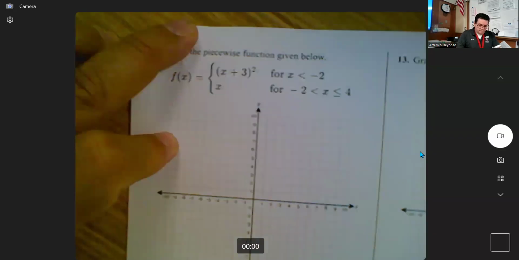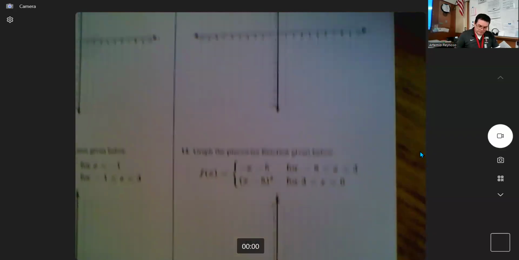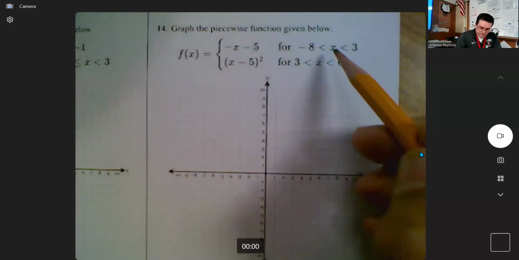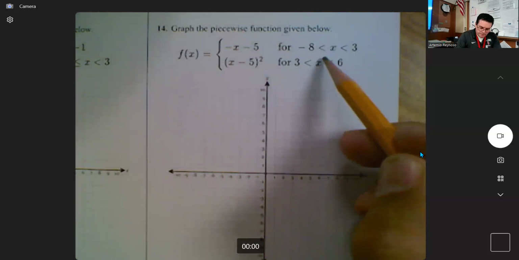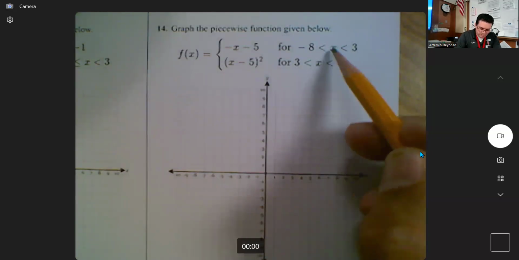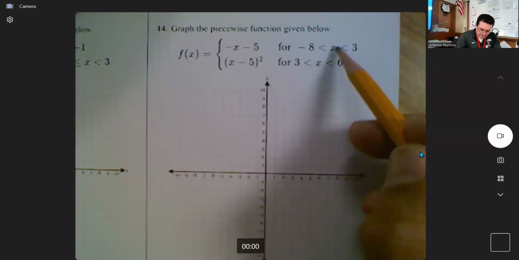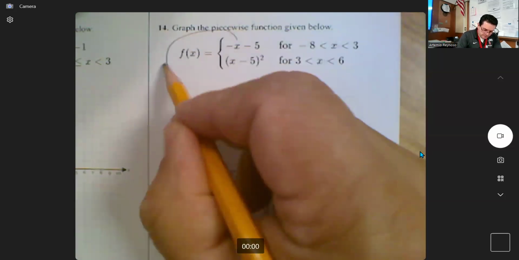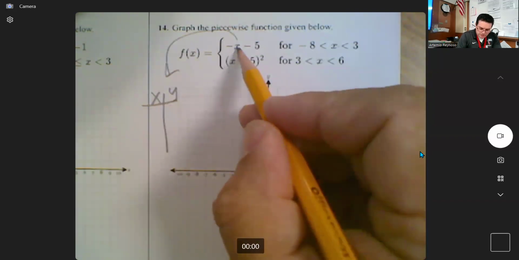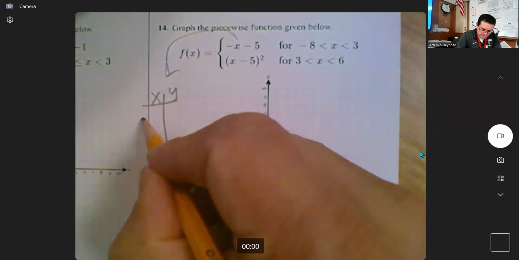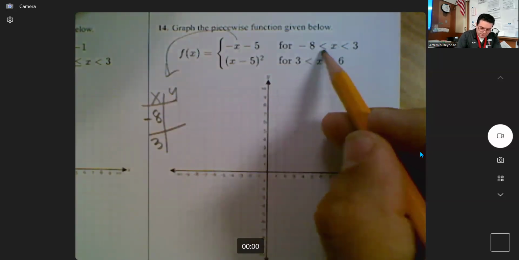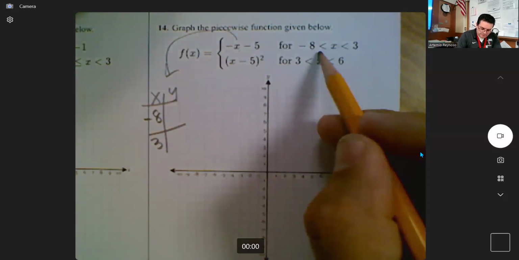How about number, let me choose 14. On number 14, we also have limitations. It's in between only. So I will not go towards positive infinity or negative infinity on any one. Both of them are in between. The one on the top, or the first, is a line. How do I know? It's just an x. So I will choose -8 and then 3. Look, both of them are excluded, no equal sign under.